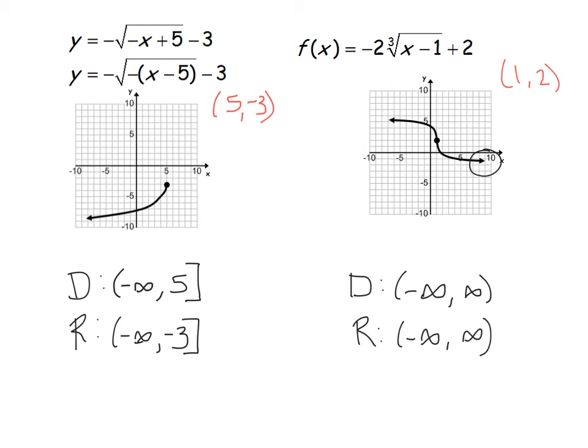What do you think will be true about all cube root graphs? Well, their domain and range will always be negative infinity to infinity, both, because the arrows go infinitely in both directions anytime we graph a cube root function.